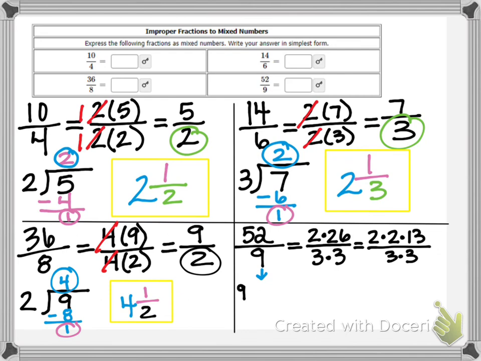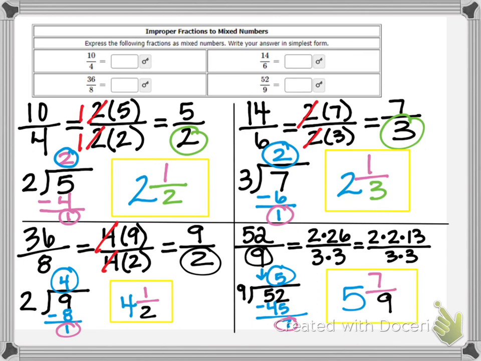So now I'm going to do long division. I'm going to do 52 divided by 9. 9 will fit evenly into the number 52 5 times. 9 times 5 is 45, and when I subtract, I get a remainder of 7. So the whole number part of my answer is 5. My remainder becomes the numerator, which is 7, and I divide it by the original denominator, 9. So my final answer for my mixed number is 5 7/9.